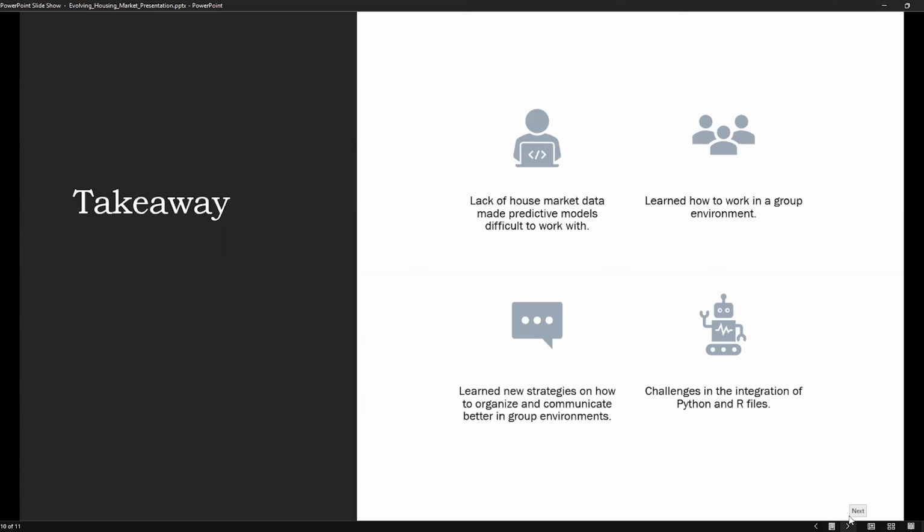We learned a lot throughout our group capstone. Definitely how to be better at our organization and communication in group environments. Also, the biggest takeaway was definitely the challenges in the integration of Python and R files, and also the lack of house market data, which had a huge impact on our predictive model accuracy.